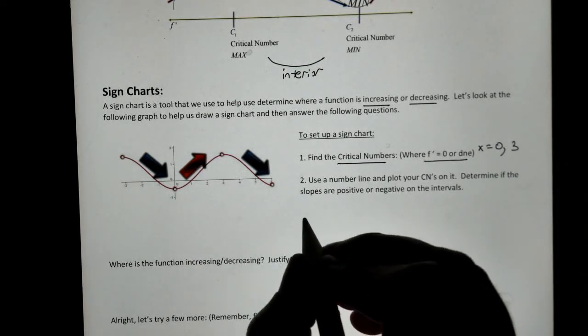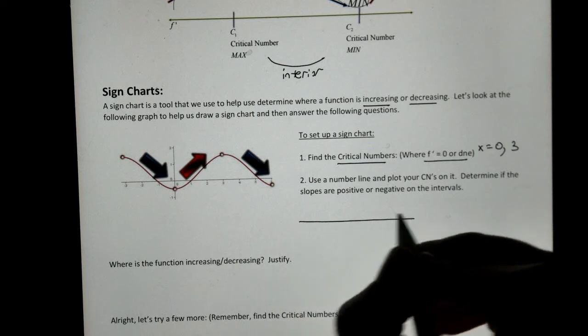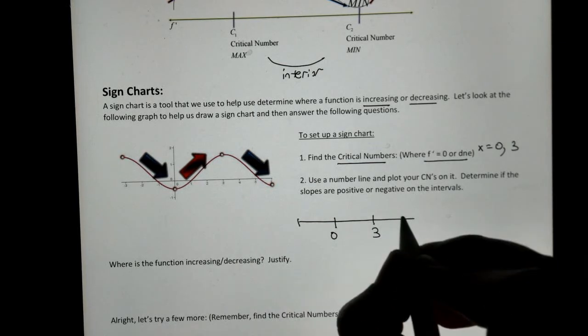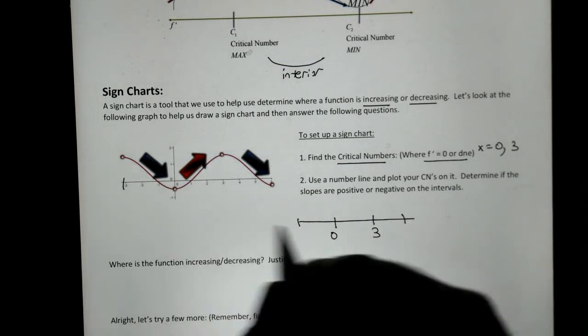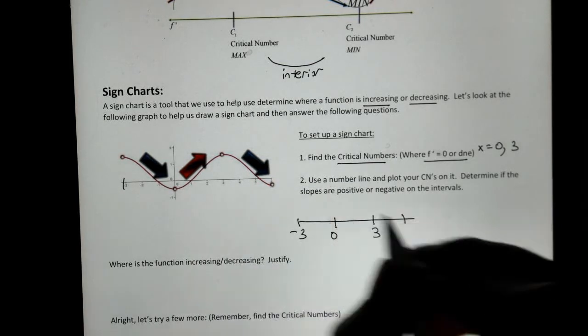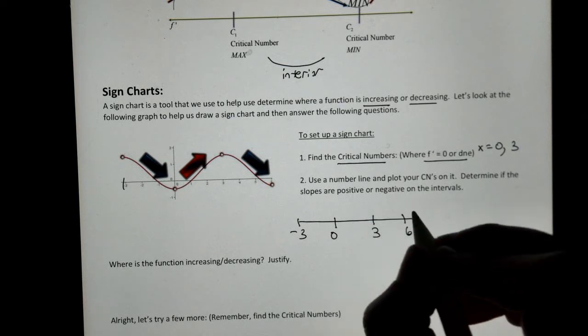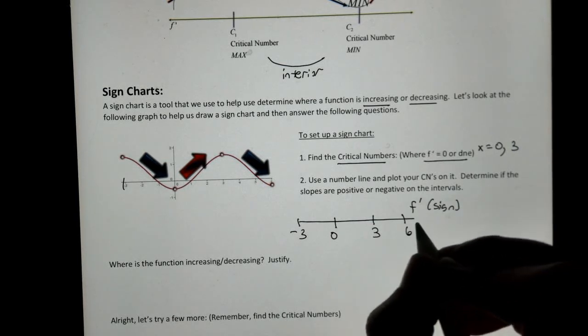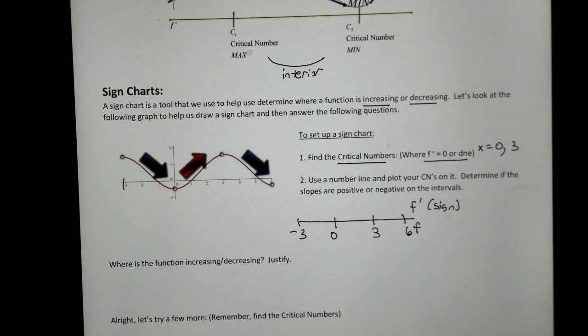From here, I am going to draw a number line. On the interior, I put my critical numbers, and I look to see if I have any endpoints. And it looks like I have endpoints at -3 and 6. On top, I'm going to put the sign of my derivative. On the bottom, I'm going to see how that makes my function look.